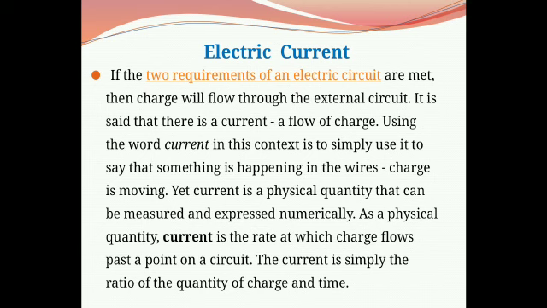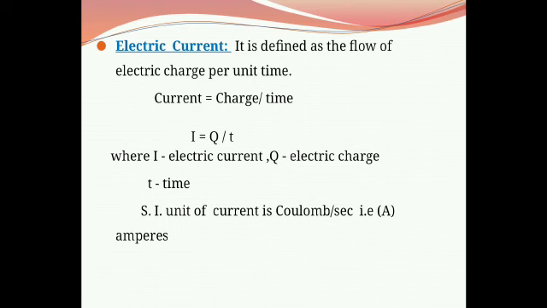Yet current is a physical quantity that can be measured and expressed numerically. As a physical quantity, current is the rate at which charge flows past a point on a circuit. Or simply, the current is the ratio of the quantity of charge and time. And therefore, we write current equals charge per unit time. So the definition of electric current is the flow of electric charge per unit time.